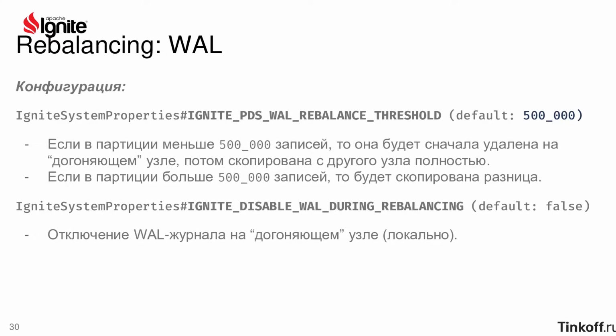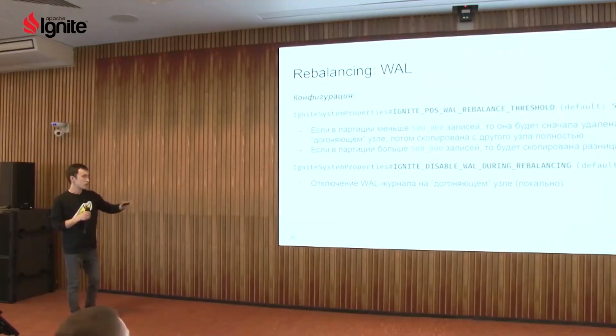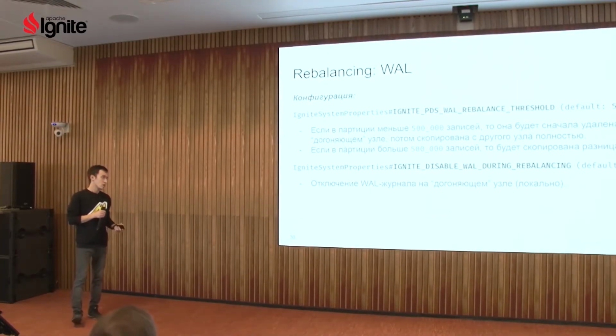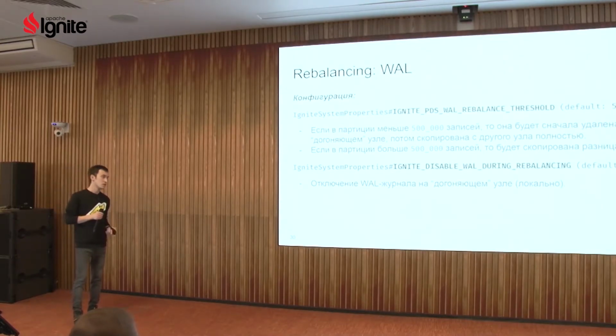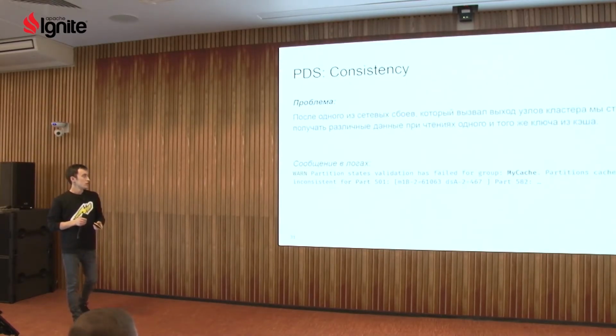In addition, you may tweak some properties. The first property is a threshold that defines what type of rebalancing algorithm will be used. The second is disabling WAL while the rebalancing is underway. It is important to say that the second solution isn't the one we ended up using. Here WAL is stopped locally on a rebalancing node. If the cluster goes down, we lose data only on one node. It is a safer approach.